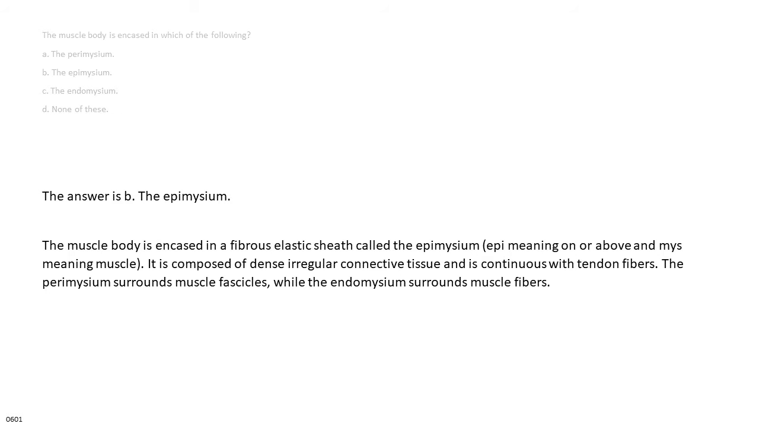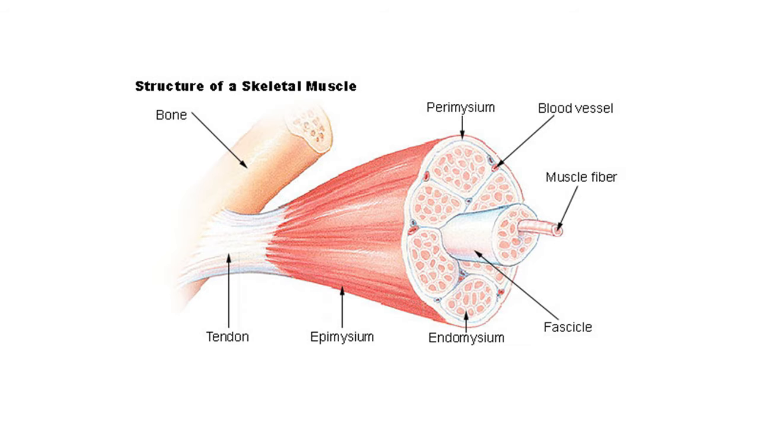The answer is B. The epimesum. The muscle body is encased in a fibrous elastic sheath called the epimesum, epi meaning on or above and mes meaning muscle. It is composed of dense irregular connective tissue and is continuous with tendon fibers. The perimesum surrounds muscle fascicles, while the endomesum surrounds muscle fibers.